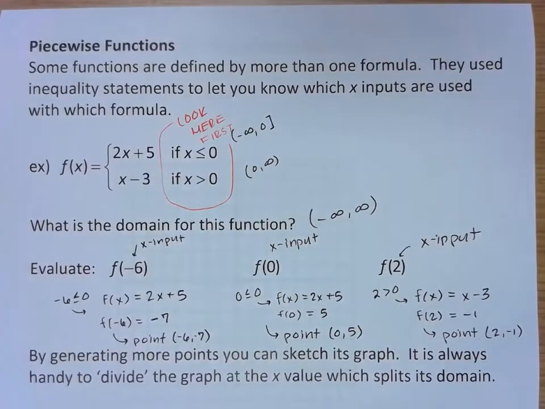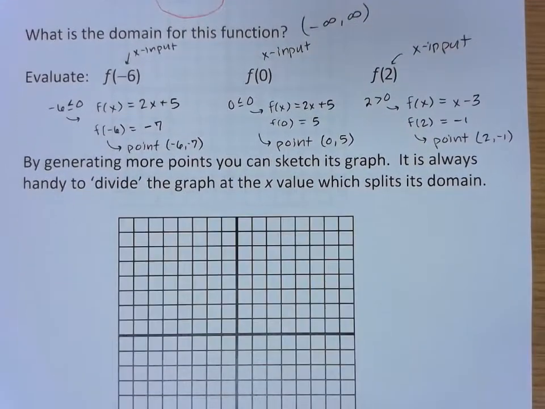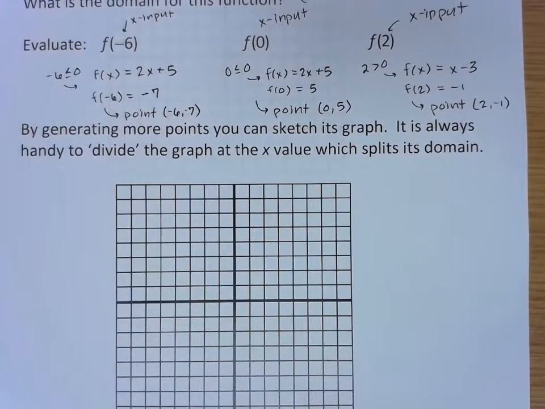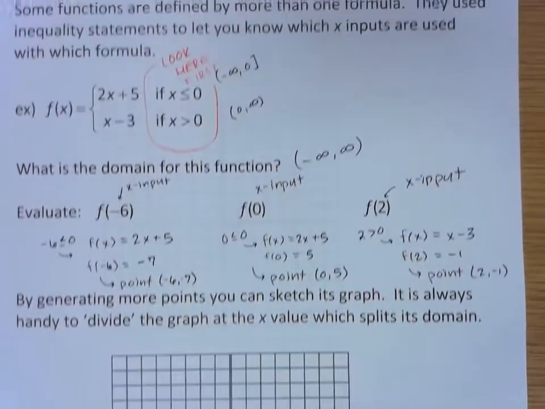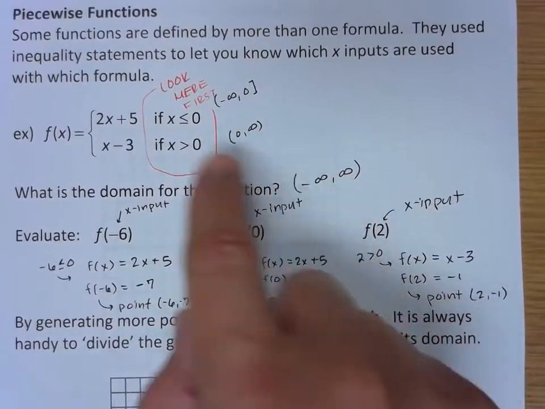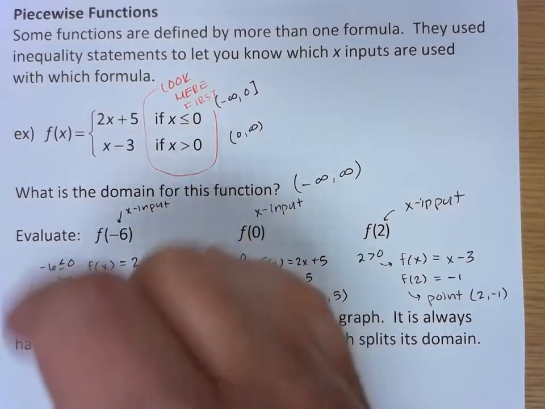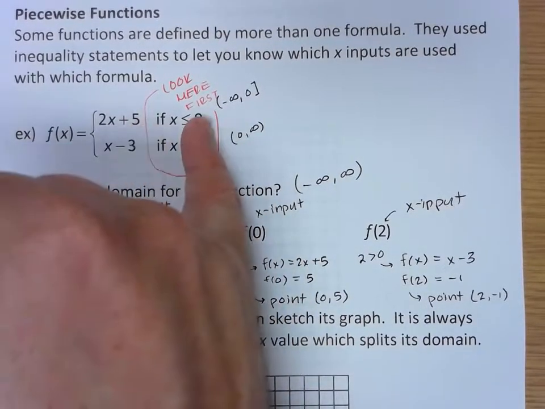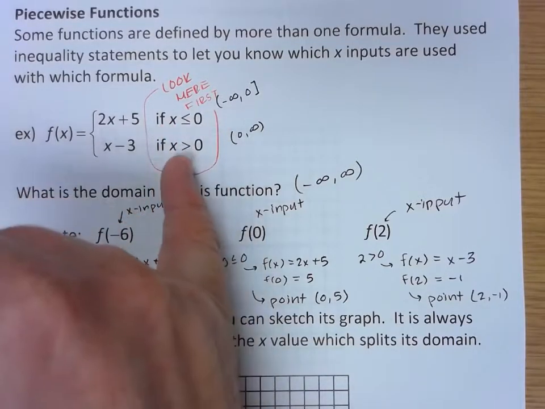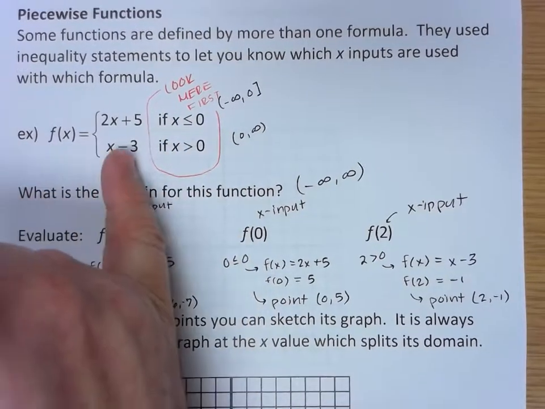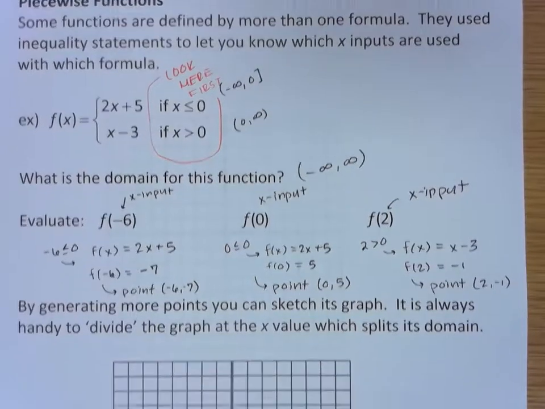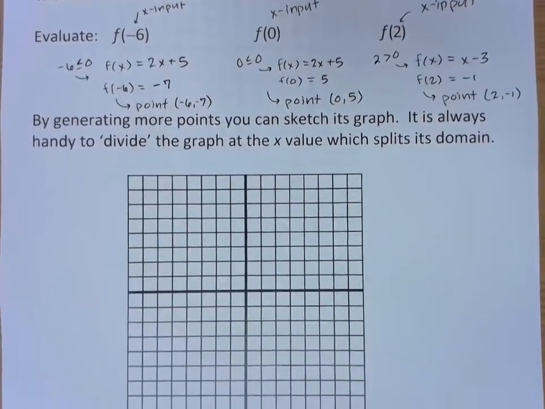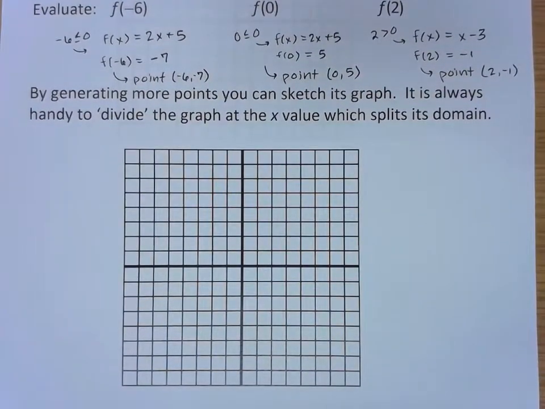Based on the correct interpretation of this piecewise formula. So to generate a piecewise function's graph, what's best to do is to actually divide your graph paper at the x value that splits its domain. See, the domain is all real numbers, but x equals 0 was the split point, because part of my domain uses this formula for x less than or equal to 0. The other part of the domain, x greater than 0, uses this piece of the formula. So it's best to make that a special point for generating the graph.